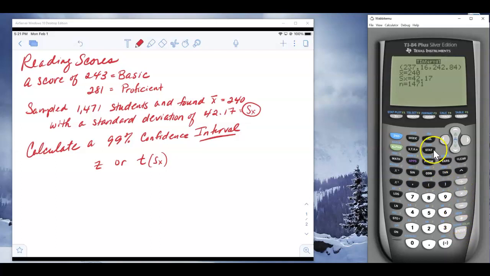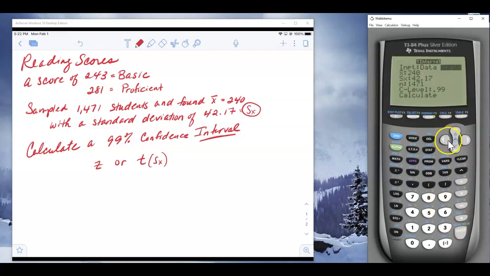So it says the average score should range between 237 and 242. Okay, with an average of 240 and a standard deviation of 42.17 with 1,471. It's already taking care of degrees of freedom, and it doesn't mention it here, so you're going to have to remember to put that all into your write-up. It takes care of all of that for you. Notice it never asked you what the degrees of freedom were. It's going to do that all on its own. So you just need to make sure that you answer the questions that they give you.